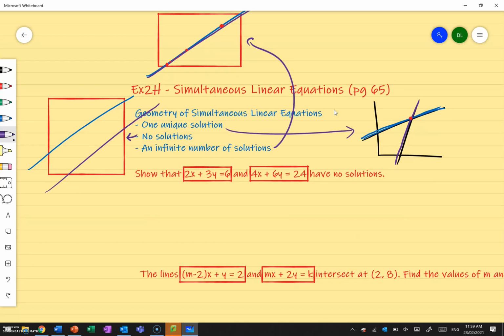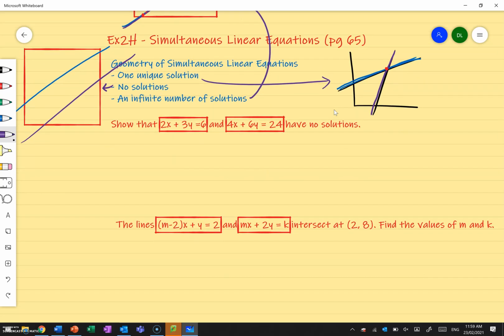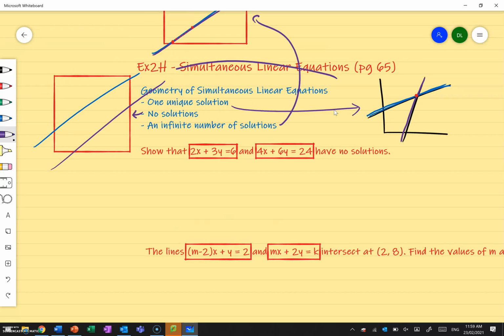No? Okay. Now, algebraically, what does that mean? In this question, show that 2x plus 3y equals 6, and 4x plus 6y equals 24 have no solutions. I've just gone ahead and had the liberty of drawing boxes around the equations, just because I know it's a bit harder to see when I type it out. We have to show that there are no solutions. So if we look at the geometry of simultaneous equations, what situation gives us no solutions again? They're parallel lines. Let's go ahead and make them into the gradient-intercept form that we know, y equals mx plus c.